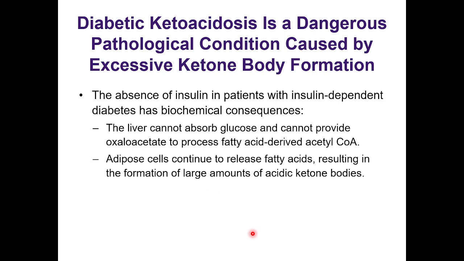So the absence of insulin in patients with insulin-dependent diabetes has biochemical consequences. The liver cannot absorb glucose and cannot provide oxaloacetate to process fatty acid-derived acetyl-CoA. The adipose cells continue to release fatty acids. This results in the formation of large amounts of acidic keto bodies.